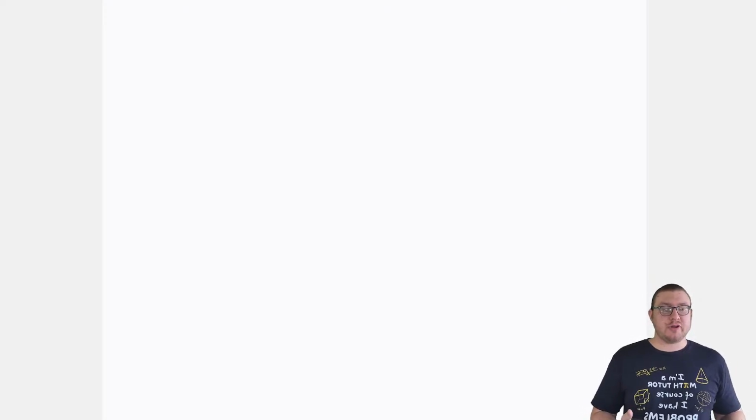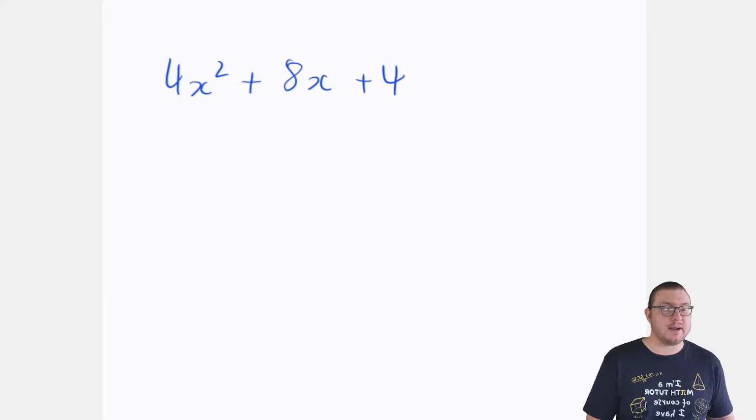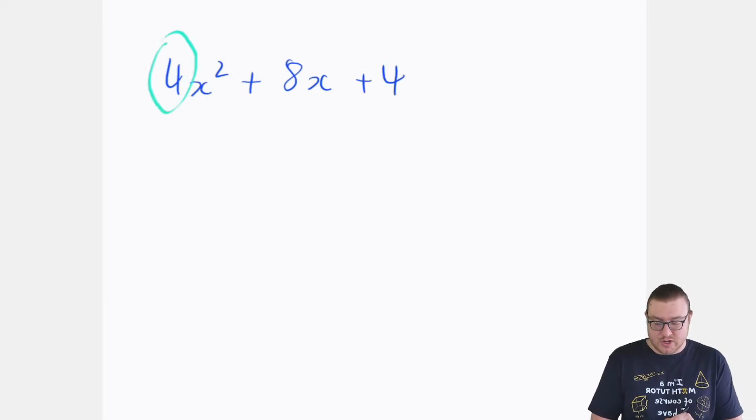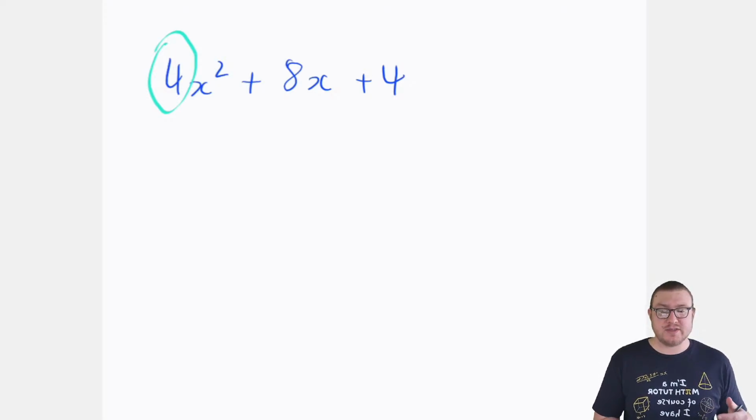When you have a question that has a number in front of the x squared, this becomes more complicated. But there's a quick fix, sometimes. Okay, now we've got much bigger numbers this time, but what we really notice here is the number in front of the x squared. This tells us that we need to use a different method, a special method.